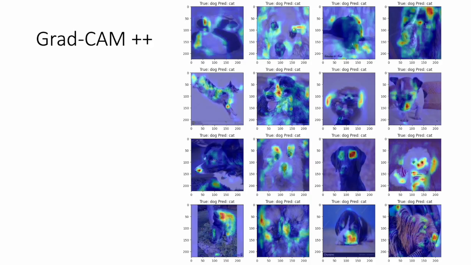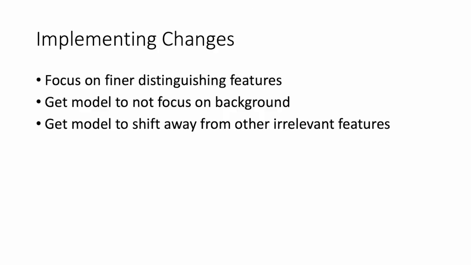Finally, we have GradCam++, which is an improved version of GradCam. From these images, we can see still that the model is focusing on some irrelevant features in some of these cases, but we do see that it is picking up on some distinguishing features like eyes, nose, and fur of the dogs, but it's still misclassifying it. So we could try to improve this model by helping it identify finer distinctions between the classes through those methods.